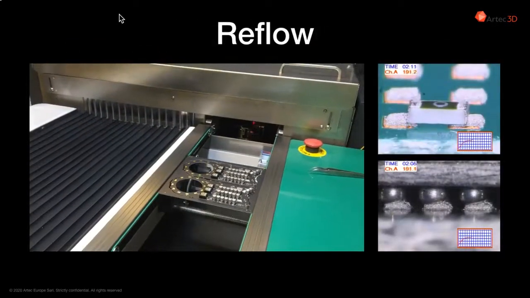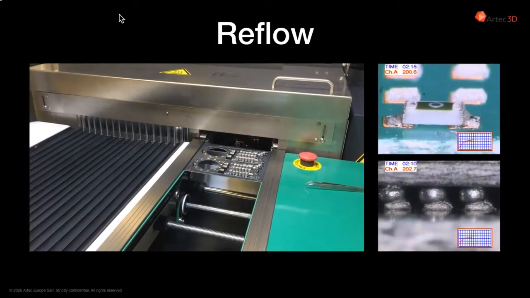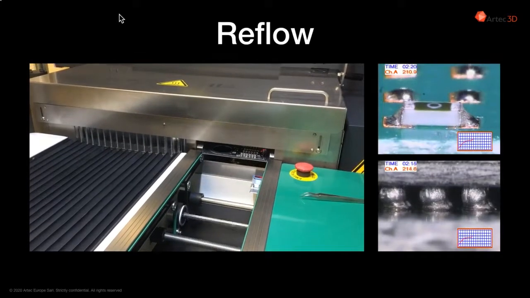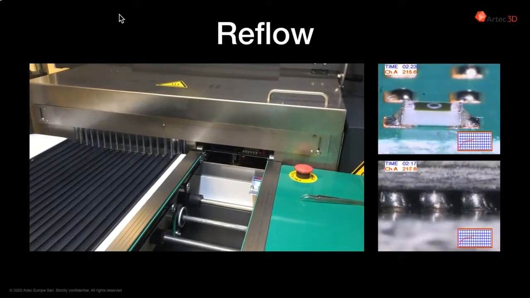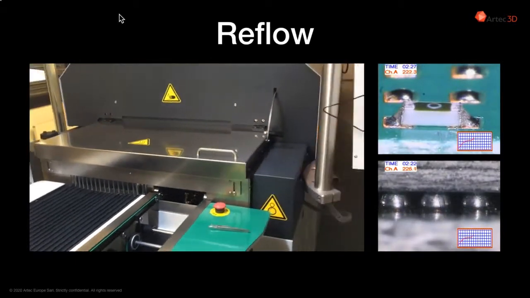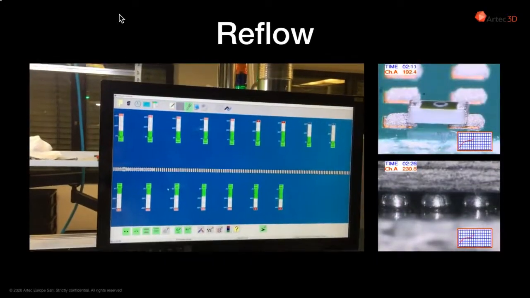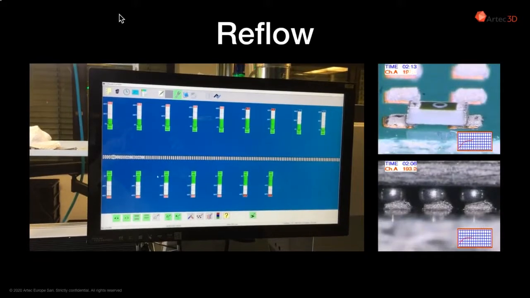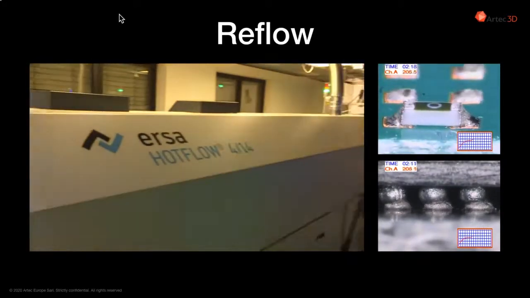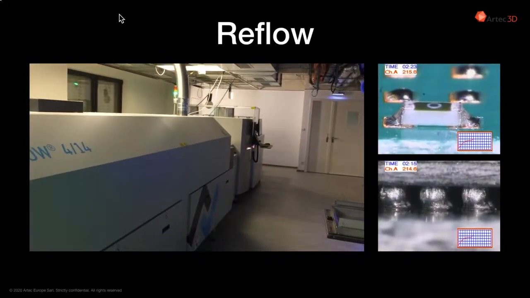After all the components are placed, the board goes to the oven where the temperature goes high, and solder melts, forming the solder joint between the PCB and component. At the right side of the screen, you can see how it looks. Unfortunately, you cannot see it in a real oven, only in the lab.